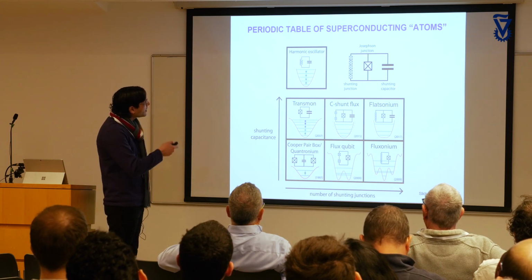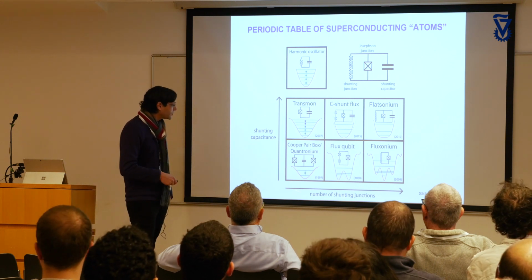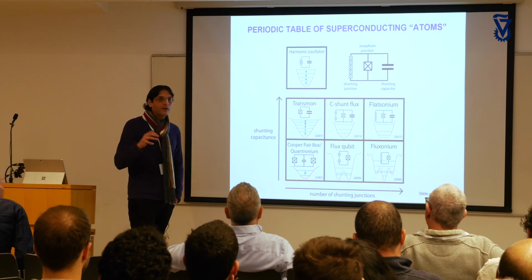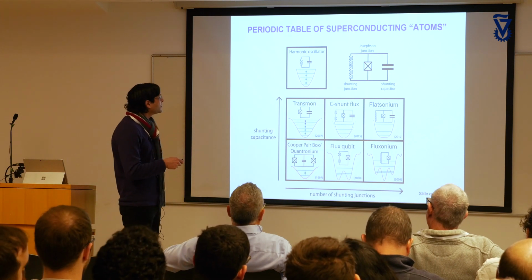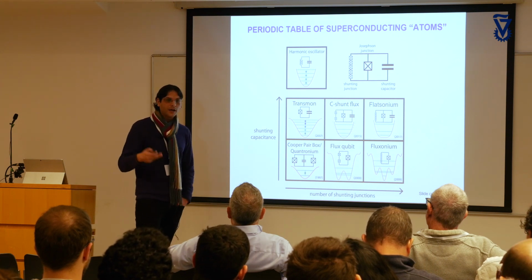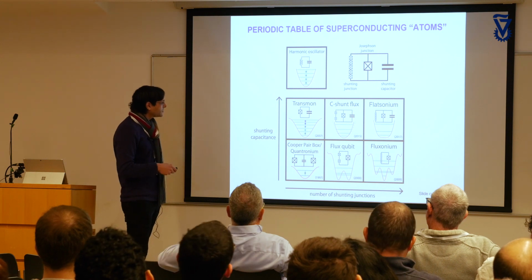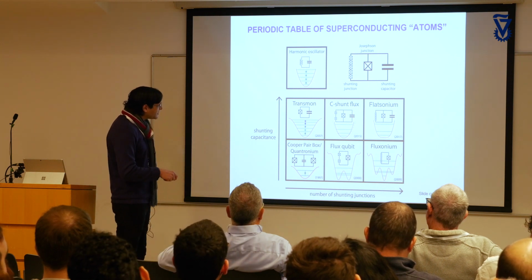we can place them in a kind of periodic table structure where we can play around with the circuit elements. So we have capacitors, the shunting junctions here, think of them as very large inductors, and our Josephson junction. And we can play around with these circuits to build different circuits, and they will give us different energy levels.